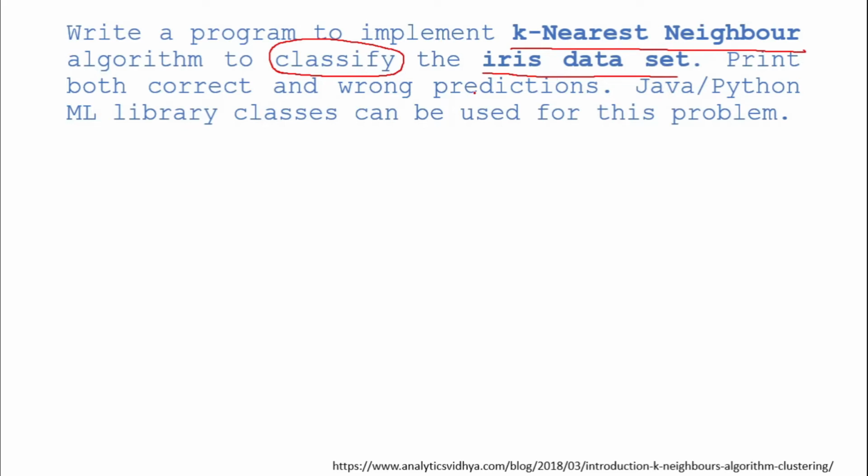So we already know what is supervised and what is unsupervised. Supervised algorithms take both input as well as output for training, but unsupervised algorithms take only the input. They will not take the labels of the inputs. That is what an unsupervised algorithm is.